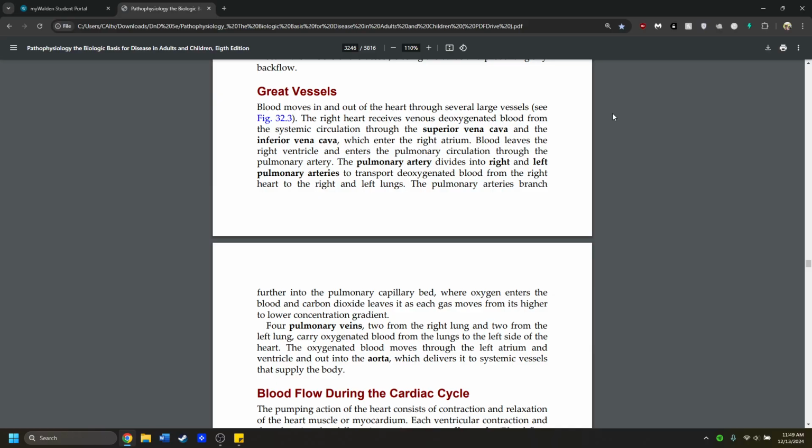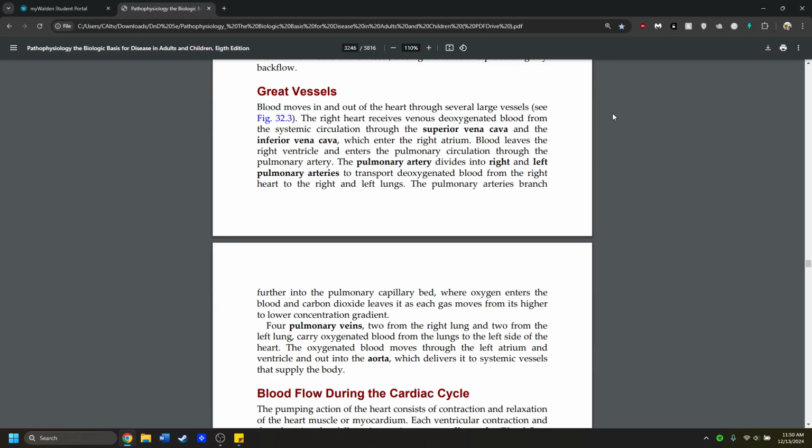The pulmonary artery divides into right and left pulmonary arteries to transport deoxygenated blood from the right heart to the right and left lung. The pulmonary arteries branch further into the pulmonary capillary bed, where oxygen enters the blood and carbon dioxide leaves it as each gas moves from its higher to lower concentration gradient.